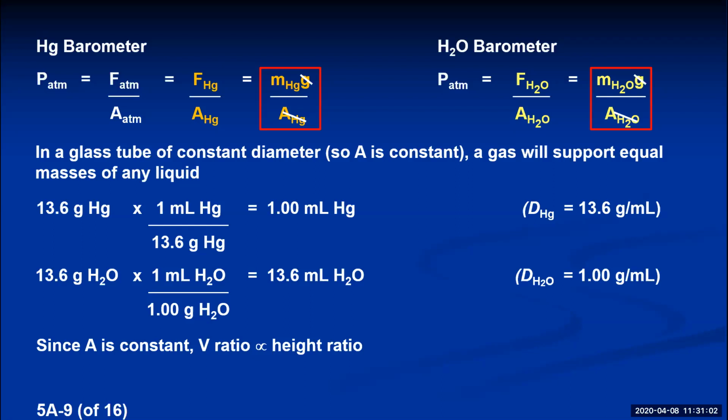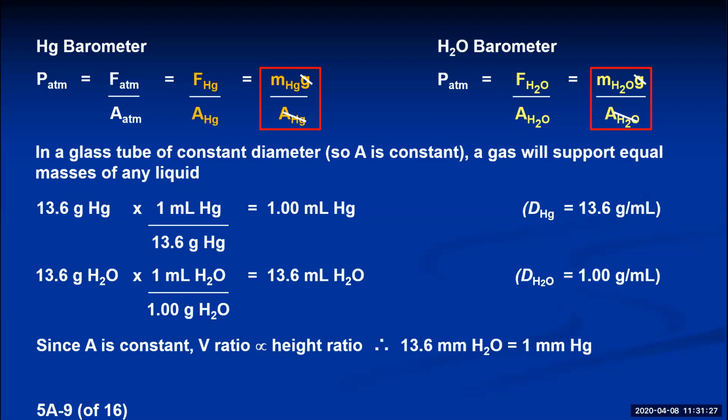And so if you have 13.6 times more volume of water supported than mercury, you will have a height in your tube that's 13.6 times more for water than mercury. So therefore, 13.6 millimeters of water in height would have to equal 1 millimeter of mercury in height.